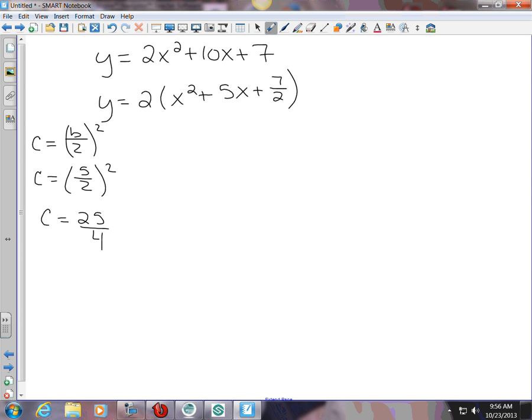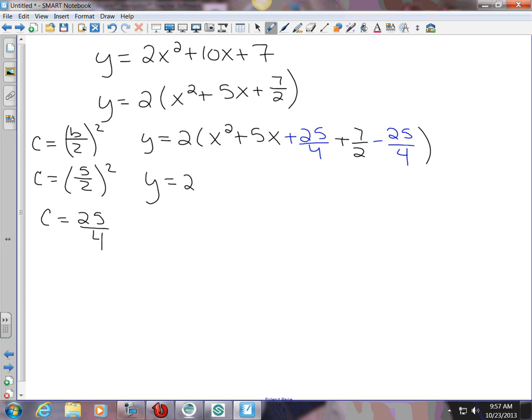What do I do with 25/4? Good, I have to add it and I have to subtract it. So 2x squared plus 5x plus 25/4 plus 7/2 minus 25/4. Are we okay? So what piece of this, what part of this gets factored? Yeah, this piece right here, right? How does that factor?